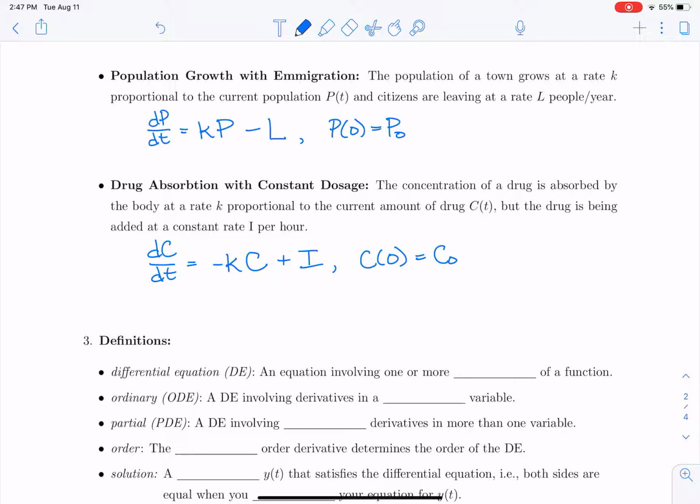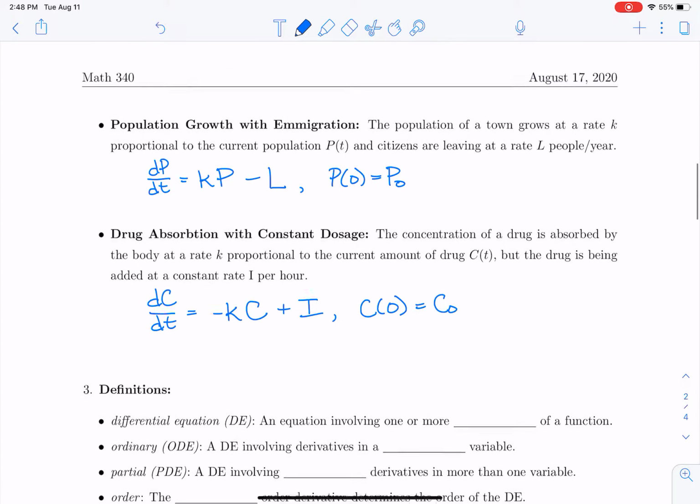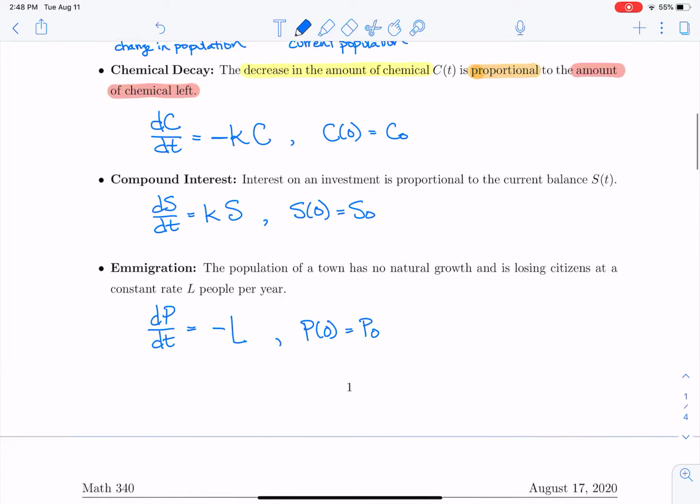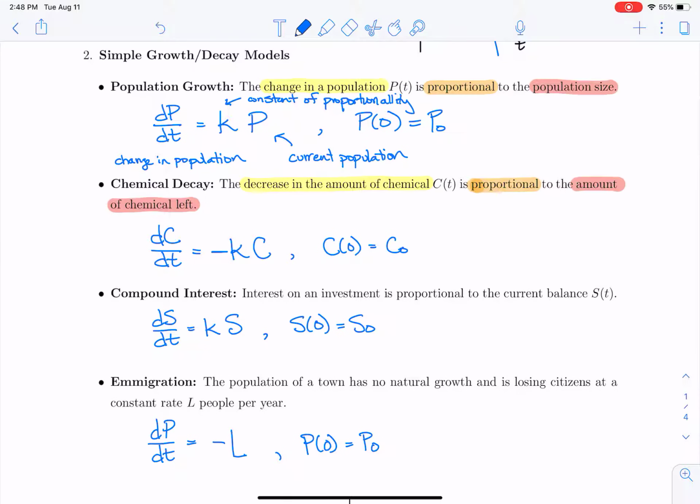These two models here are a little bit more complicated, and we're going to work with them a little later this week. Hopefully this gives you a sense of how you can take a physical description and turn it into a differential equation. We'll be studying all of these models throughout the week, learning how to understand certain characteristics of these differential equations and eventually how to solve them.